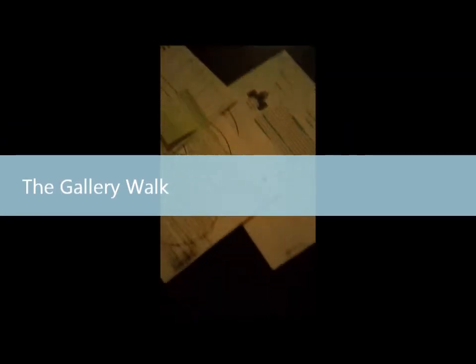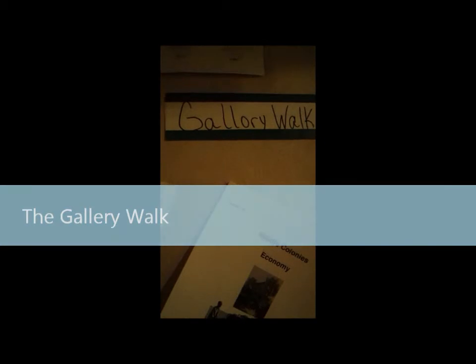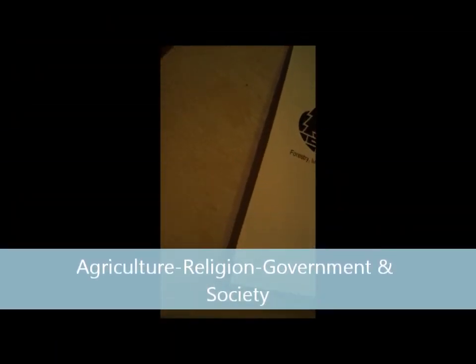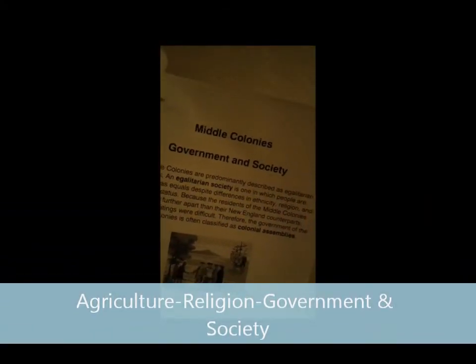Okay, the next learning center will be the gallery walk. And this will be a lot more interactive than just regular note taking. They get to get up out of the seat and look at the southern colonies that were established, what they traded, really good information about religion in the southern colonies, and then they have the middle colonies. And it's going to talk about each one: agriculture, religion, government and society. And it's the same format. It's going to be economy, religion, and government. Okay, on each one.